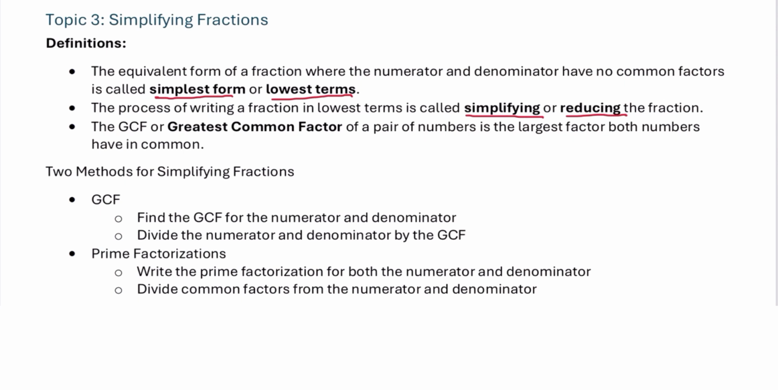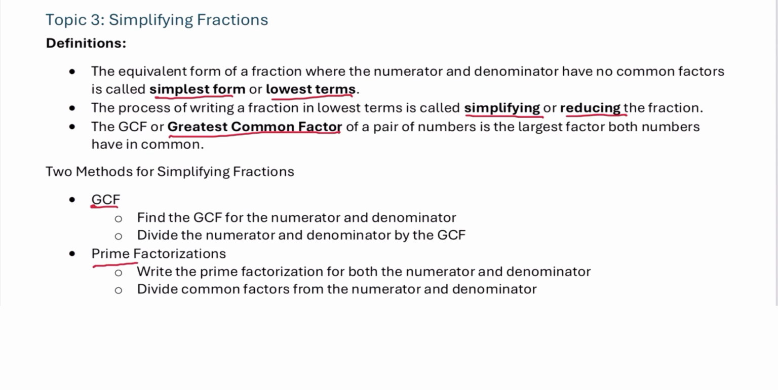The GCF, or greatest common factor, of a pair of numbers is the largest factor both numbers have in common. There are two main ways to simplify or reduce a fraction. The greatest common factor method: we first find the GCF for the numerator and denominator and then divide the numerator and denominator by that GCF, greatest common factor.